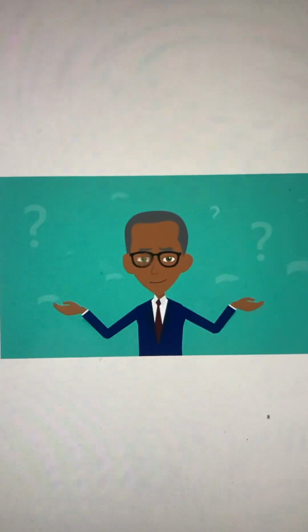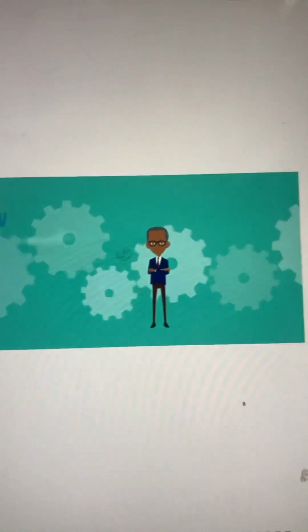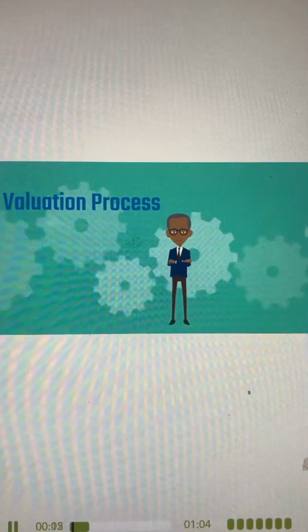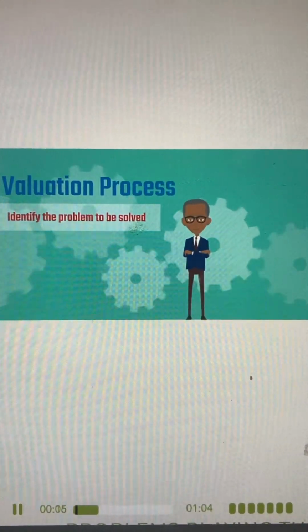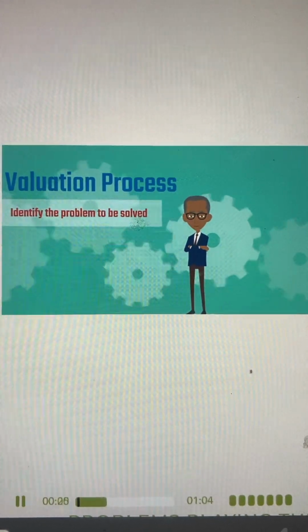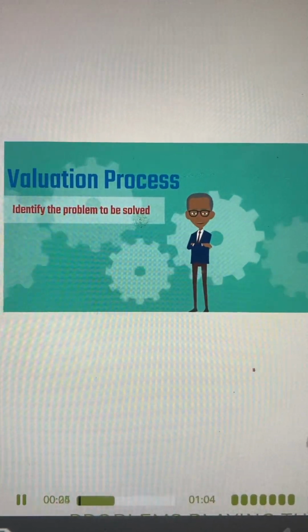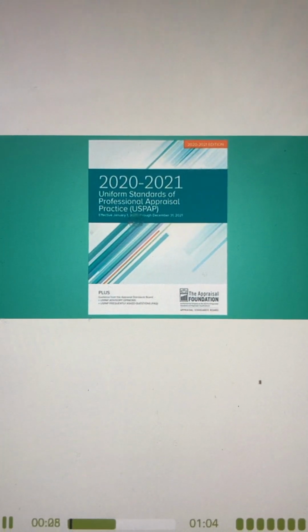For every problem, no matter what type, there is a systematic approach to solving it. For example, the valuation process has specific defined steps, beginning with identify the problem to be solved. A crucial step in answering a USPAP question is to understand where your question lives in the USPAP publication.